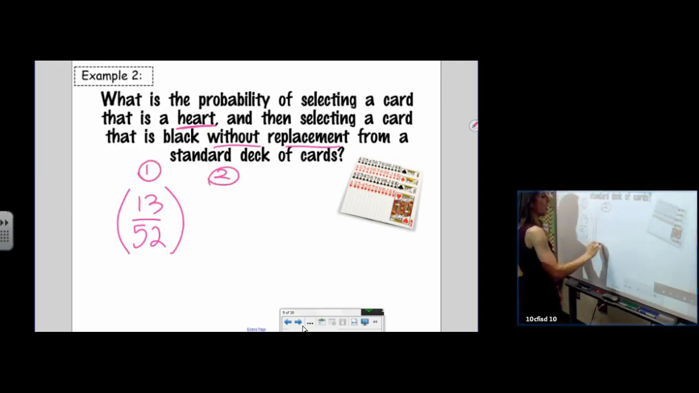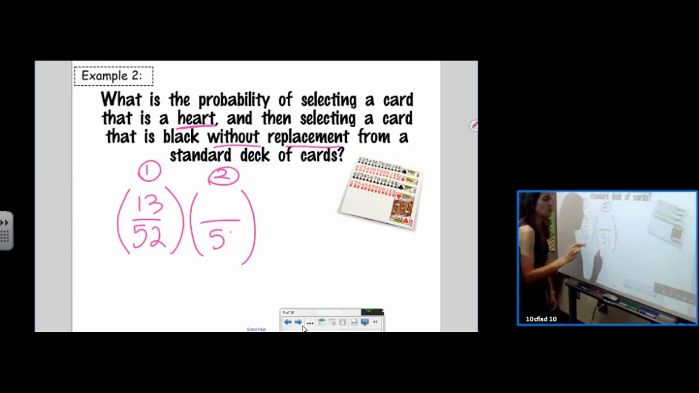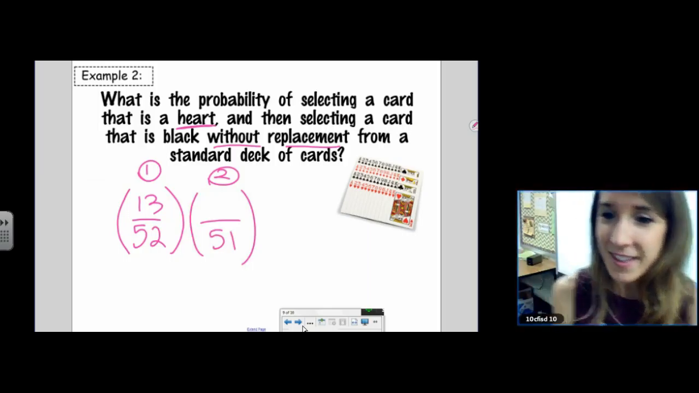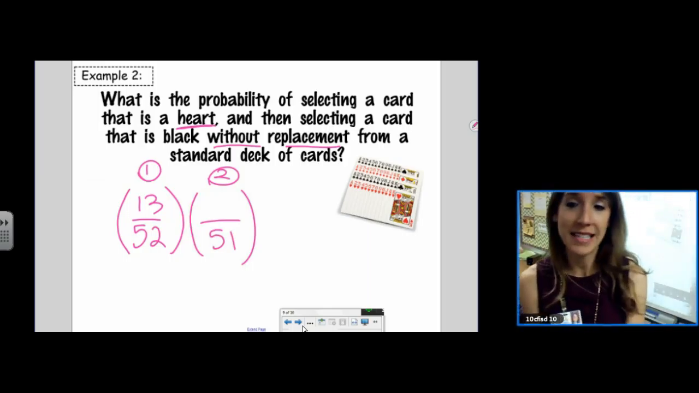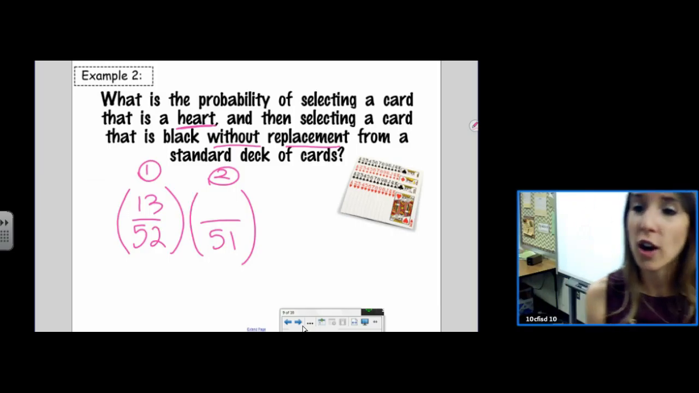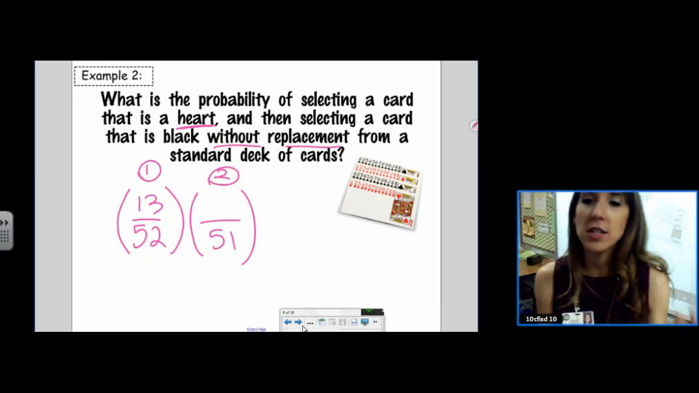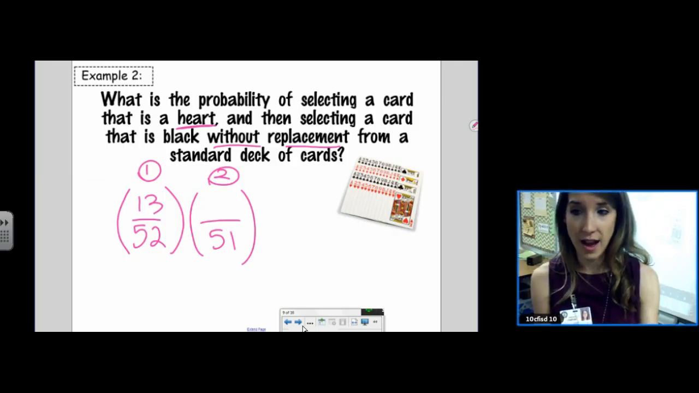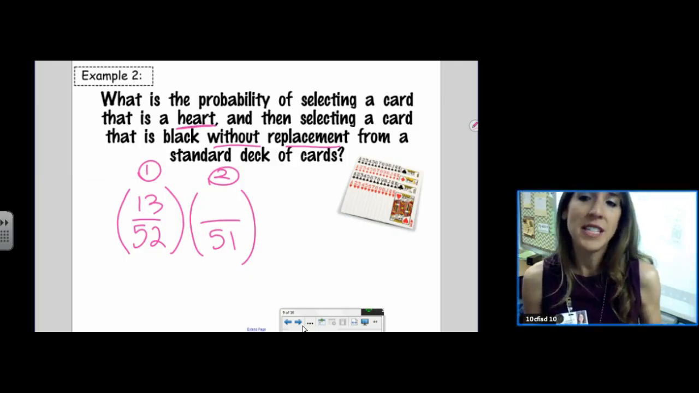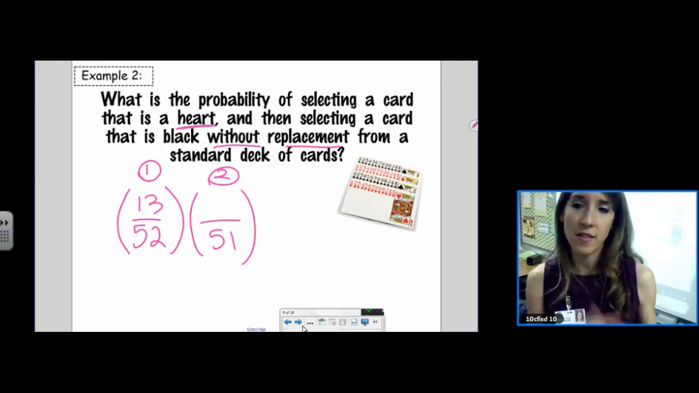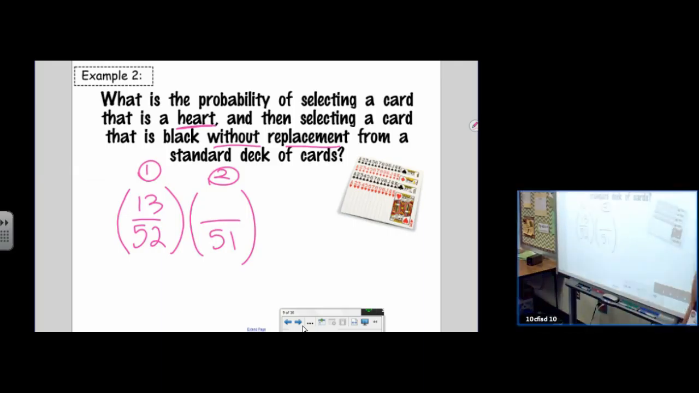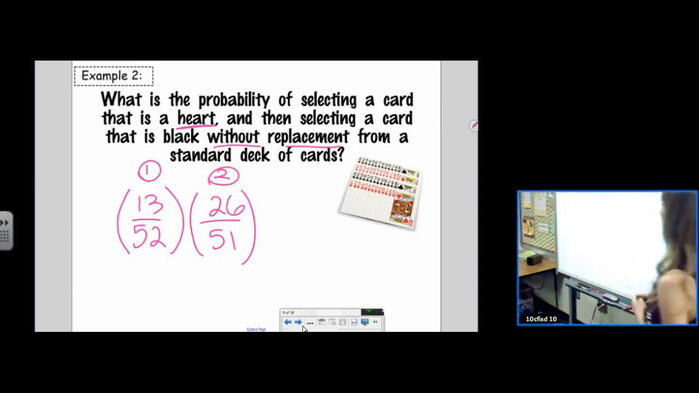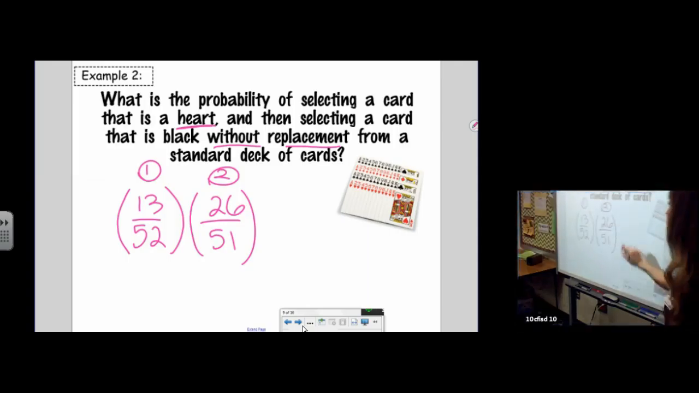Situation number 2, I did not replace the card. So that's what people forget to do sometimes. They forget to subtract 1 from the denominator. So I only have 51 cards in my deck now, and I want to select a card that's black. Now the first time I selected a heart, so I haven't changed the number of cards that are black, right? That is important to think about. There's still the same number of black cards because I selected a heart. How many are black? Half the deck is black. So half of 52 is black, okay?